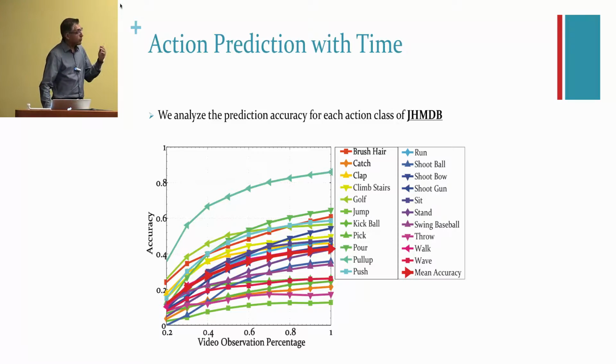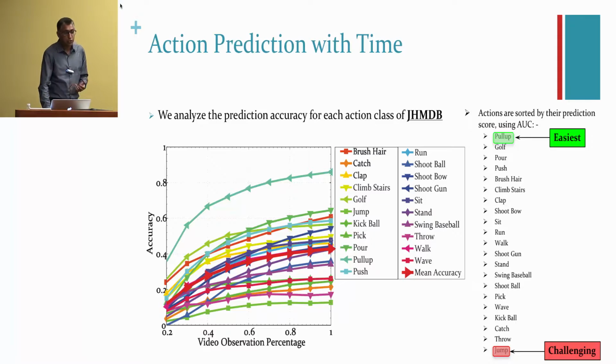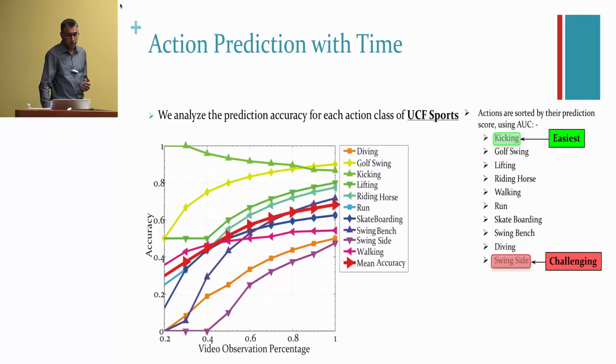Now, once you've looked at it individually for each action, we want to analyze which actions are more challenging as compared to the others. So we sort the actions based on the area under the curve of this plot, and we see that for JHMDB, the pull-up action is easier to predict as compared to the jumping action, which might have larger pose variation and could be more challenging. We analyze this in a similar way for the UCF Sports data set, where kicking is easier as compared to swing side, which has large motion variation as well as poses.